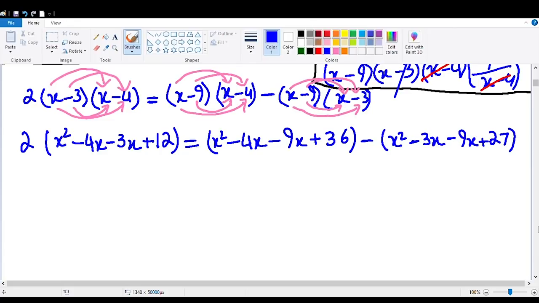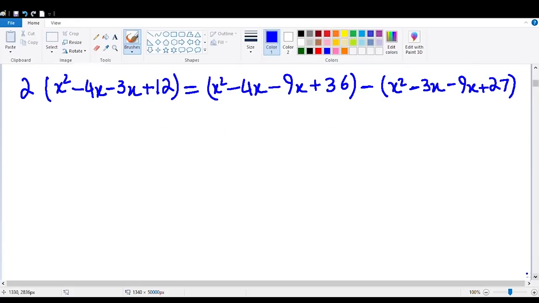Then we can simplify, as you can see over here, we can simplify minus 4x and minus 3x. We can simplify minus 4x and minus 9x. And we can simplify minus 3x and minus 9x over here. So by simplifying, we'll get 2x squared, 2 into x squared basically. Minus 4 and minus 3 will be minus 7x. This will be plus 12 over here.